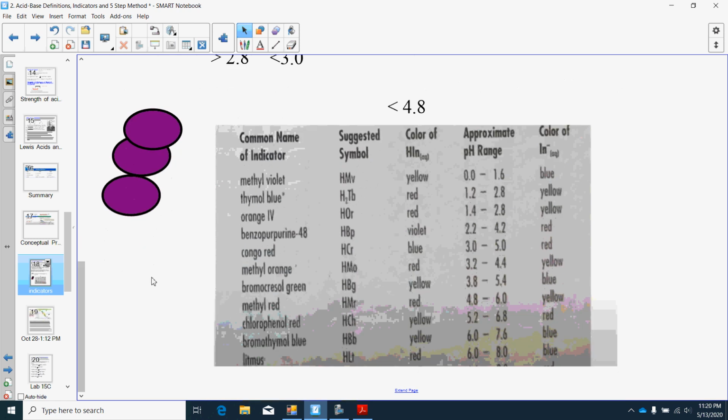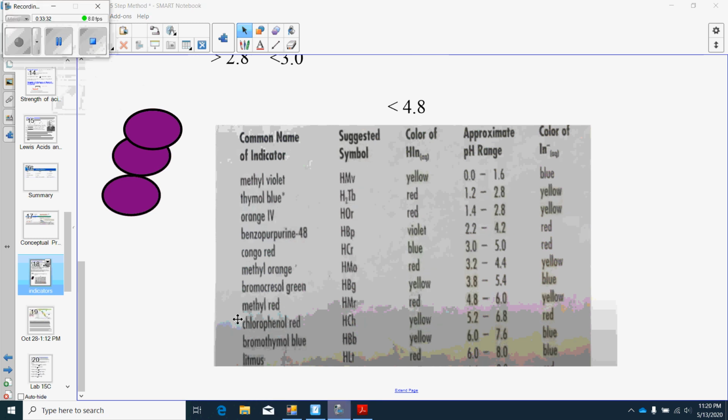All right, so that's all I have to say. I just wanted to let you know a little bit about Brønsted-Lowry definitions, and I wanted you to know a little bit about pH indicators. In your assignment, questions 1 to 11 have to do with acid-base definitions and pH indicators, questions 1 to 11.